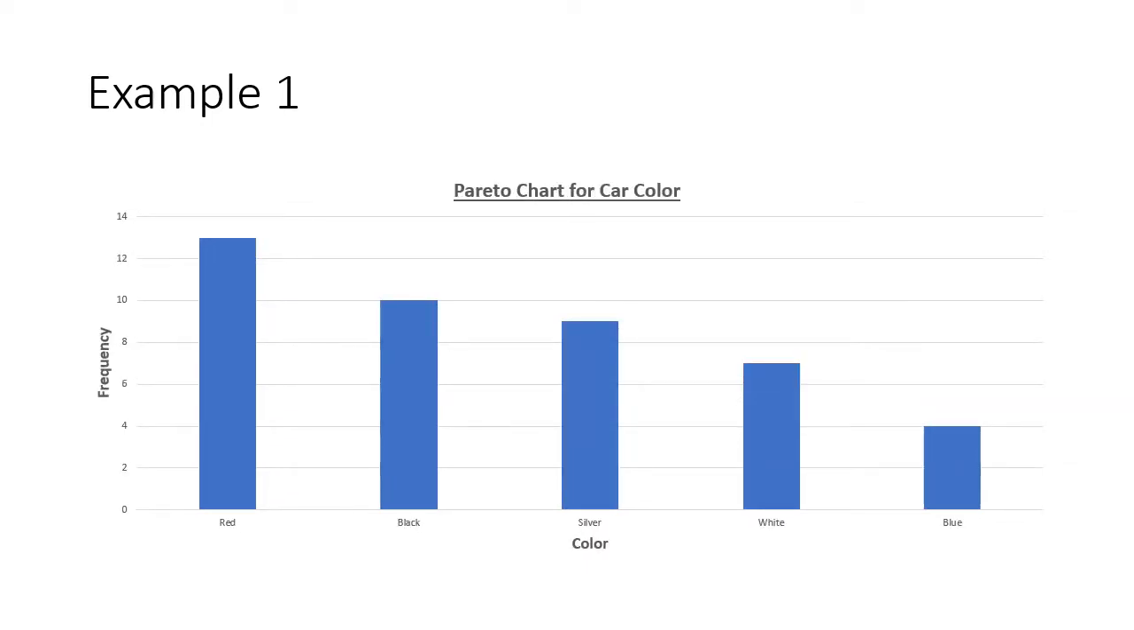A Pareto chart is just a bar graph, but we organize each of the frequencies in descending order. So red showed up the most, so it's first, black was second, silver third, white fourth, and blue was the least frequent with only 4 cars being that color. And again, the Pareto chart just organizes it that way.